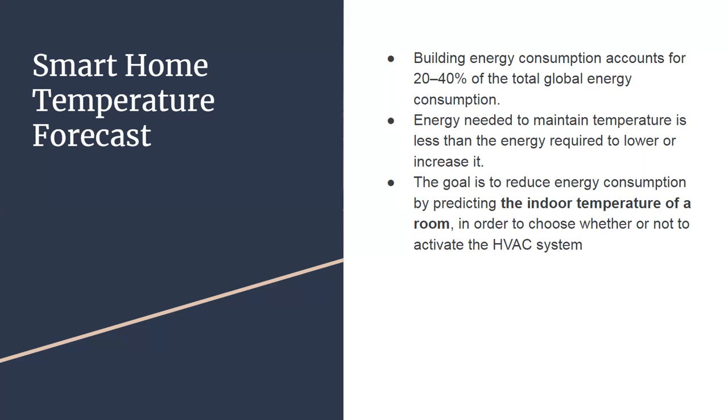A system like this generates a short-term forecast of the indoor temperature, utilizing data acquired by a complicated monitoring system as input. The system is expected to reduce the power consumption related to heating, ventilation, and air conditioning systems, due to the assumption that HVAC is responsible for high power consumption, and the energy needed to maintain temperature is less than the energy required to lower or increase it. The goal is therefore to reduce energy consumption by predicting the indoor temperature of a room in order to choose whether or not to activate the HVAC systems. These predictions could allow the house to adapt itself to future temperature conditions by using home automation in an energy efficient manner.